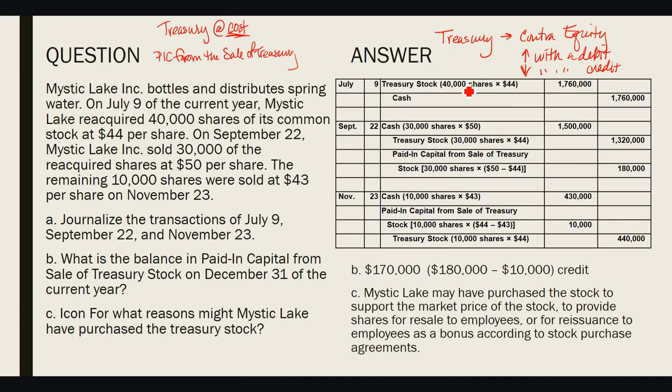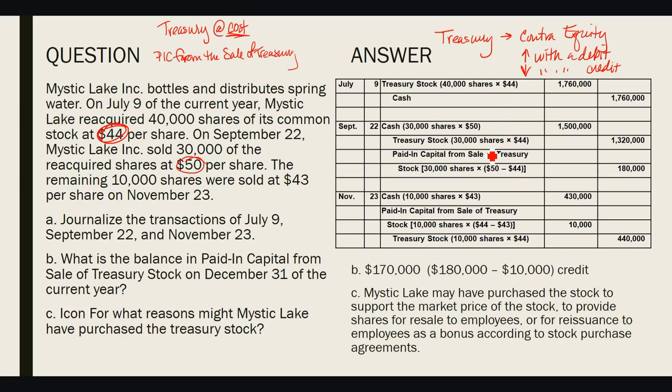Here we purchased 40,000 shares at the market price of $44 per share, so $1,760,000 cash went out. On September 22nd, we took 30,000 of those shares we purchased earlier and reissued them at the market price of $50 per share. So this is above cost. I'm selling them for more than what I originally purchased them for off the open market.